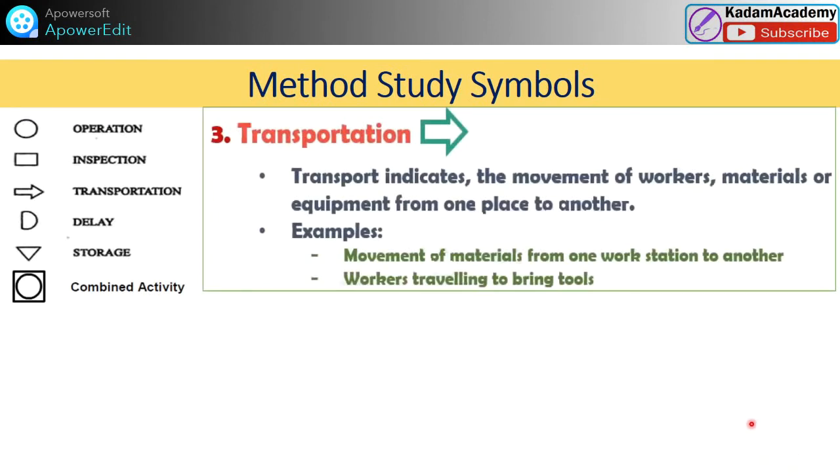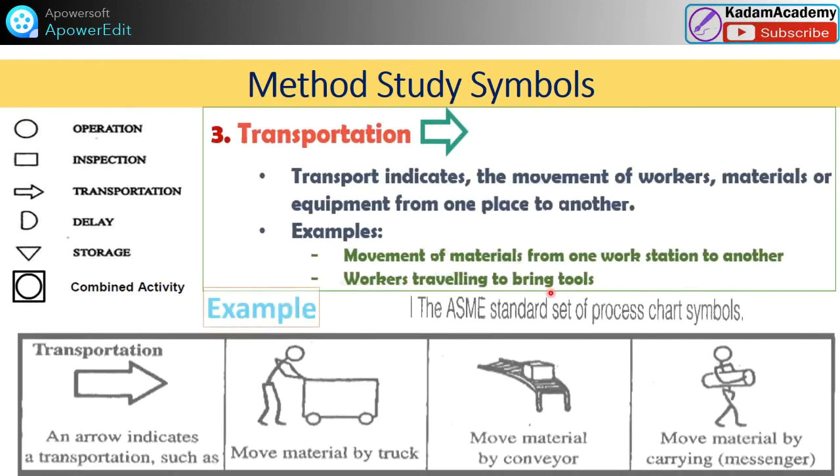The third type of symbol is the transportation. It is represented by this arrow. Transport indicates the movement of workers, material or equipment from one place to another. Then you have to represent the transportation symbol on the charts. Examples are movement of material from one workstation to another workstation, or workers traveling to bring the tools.